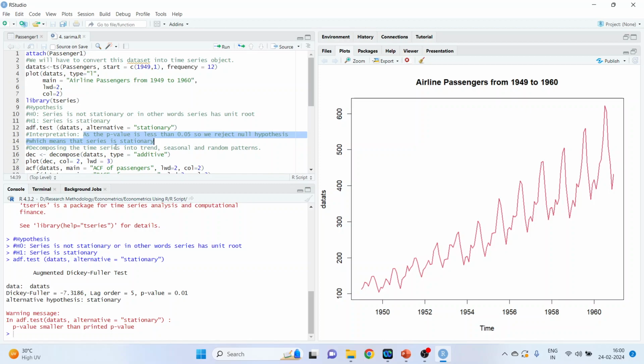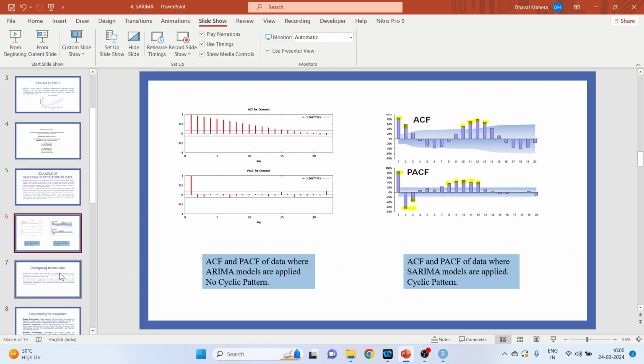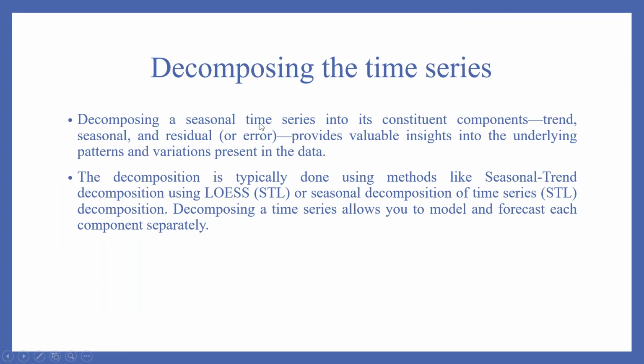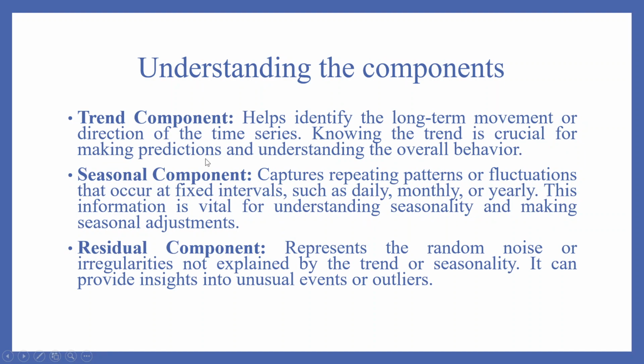Now we'll have to understand the concept of decomposing the time series. So let's go back to the PPT again. Decomposing a seasonal time series into its constituent components, trend, seasonal, and residual, provides valuable insights into the underlying patterns and variations present in the data. The decomposition is typically done using methods like seasonal trend decomposition using LOESS, STL, or seasonal decomposition of time series. Decomposing a time series allows you to model and forecast each component separately. So the entire series gets divided into trend component, seasonal component, and residual component.